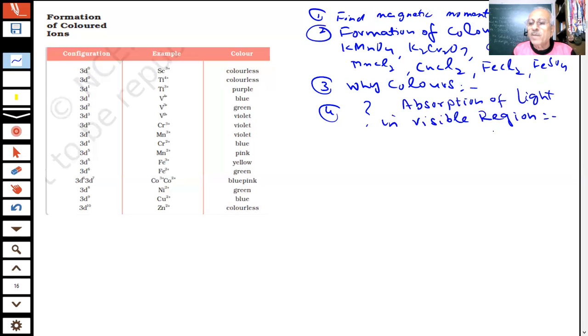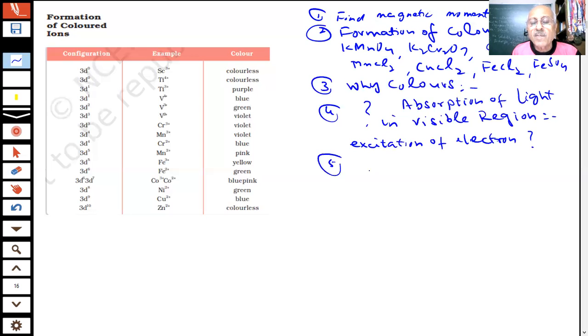So if the light is absorbed in the visible region, what will happen? When visible light is absorbed, then you will see a complementary color of that. But why will light be absorbed? That is the question. Light will be absorbed only if there is an excitation of electron. Now, how will the excitation of electron take place in the transition elements? That is the question.